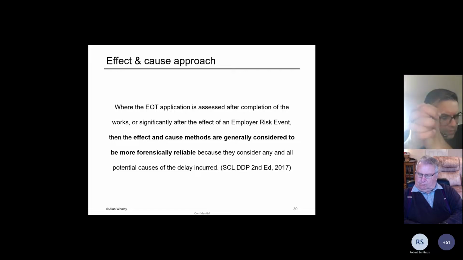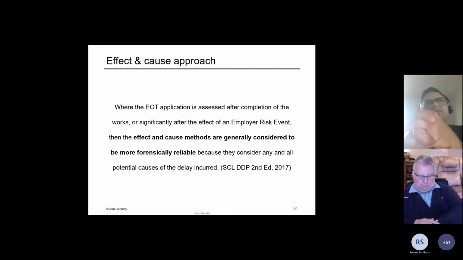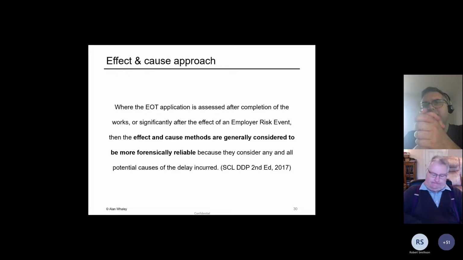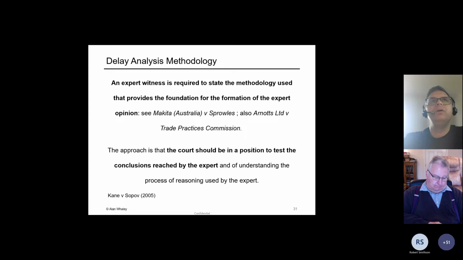So what the SCL protocol says on this is that effect and cause approaches are generally more forensically reliable. That is, they're more reliable for dispute resolution because they consider any and all potential causes of delay. You're not introducing a bias by just picking out one cause of delay and then trying to find a delay that might not have really happened, but you can create an impression that it happened just by isolating one delay and ignoring all the others. So hopefully you can see now how the theory works.